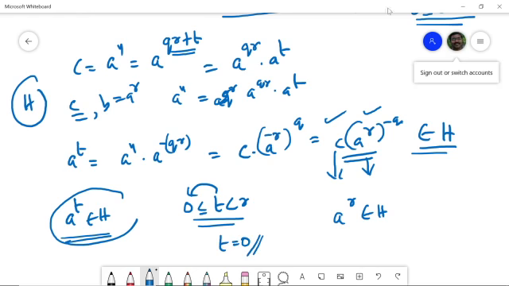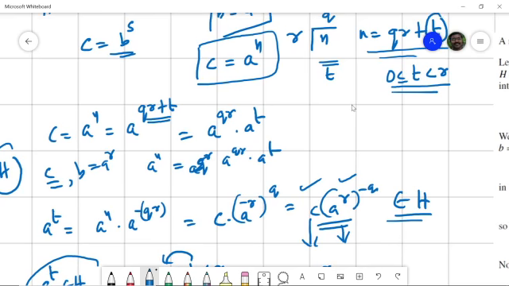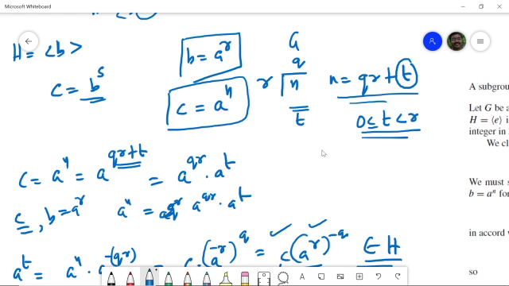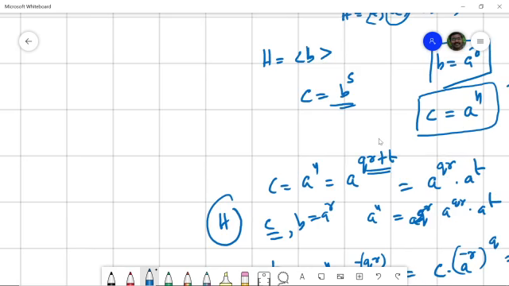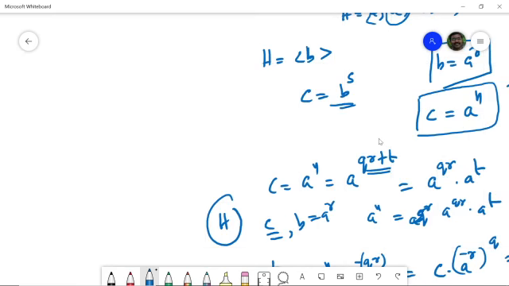That means what is this T? This T was the remainder when N was divided by R. So N is equal to QR plus 0. That means N is a multiple of R. What is this N? N is our C, right? So we first took an element C, and we chose to show that this can be written as a power of B. So first you took C as equal to A raised to N.